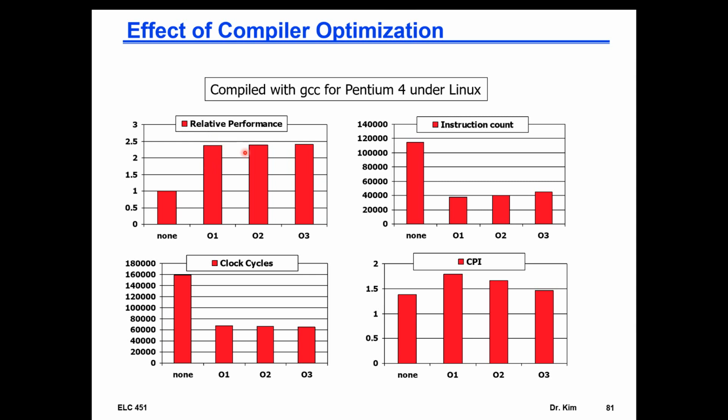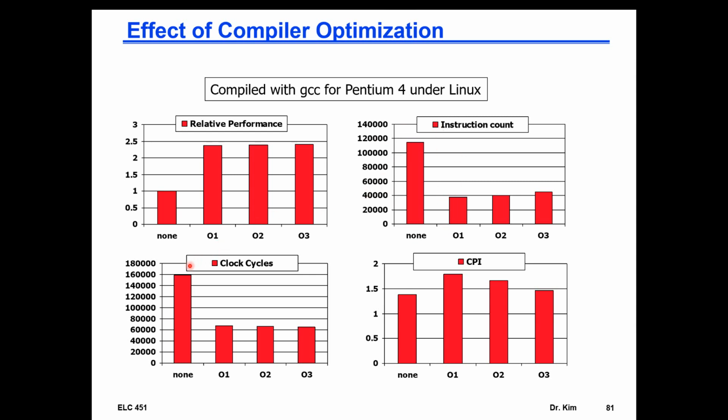What happens to the instruction count? Well, here we have about 110,000 to 115,000 instructions. And with the different levels of optimization, we see that the first level does the best, where we have about 1/3 of the instructions. So it shaves the static program size by about 66%.